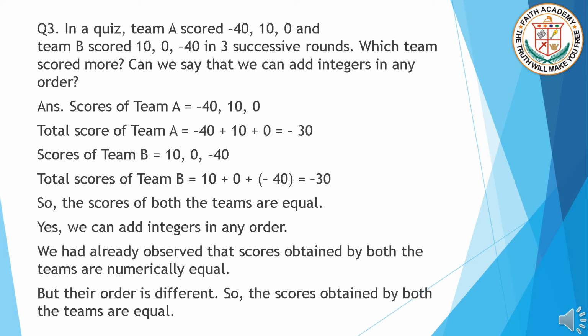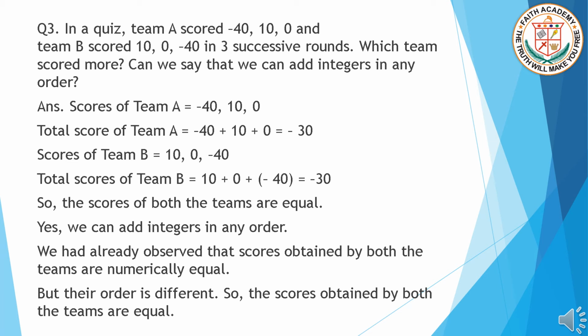So first step, scores of team A are minus 40, 10 and 0. So total score of team A will be minus 40 plus 10 plus 0. So here you can see that the total score that team A got is minus 30. Now going back to scores of team B. Now what are the scores that team B got? It is 10, 0 and minus 40.